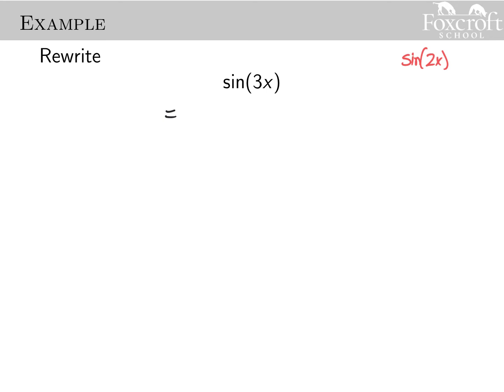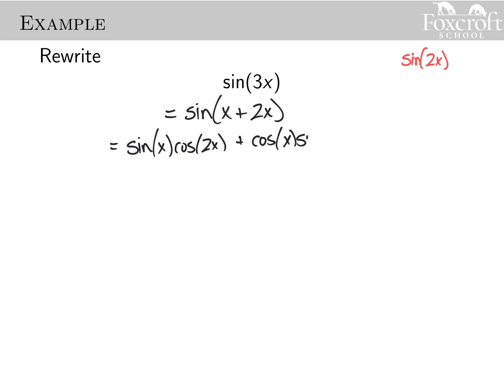The way we could do this with sine of 3x is we don't have anything to do right away with 3x, but I could write it as x plus 2x. And why is that convenient? Well, x plus 2x, we have this sum identity. The sum identity, we take the sine of the first angle, cosine of the second, and we add the cosine of the first angle, the sine of the second.